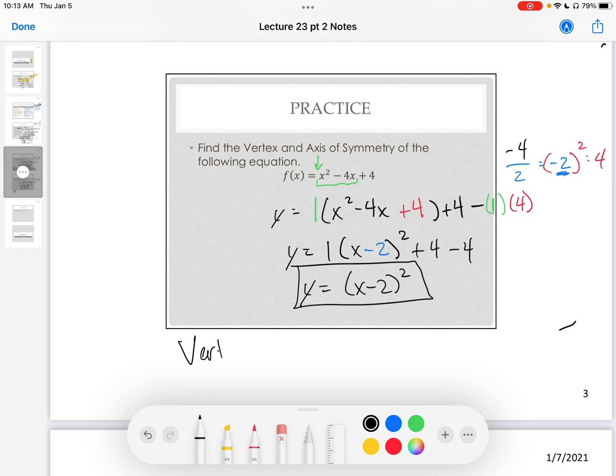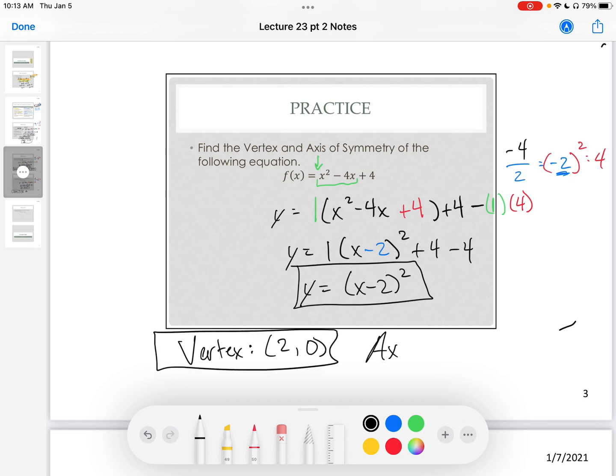So what is my vertex? Well, inside we do the opposite. So I went to the right 2. And on the outside, I didn't move up or down. Technically, that would be a plus 0 there on the outside. So I could say that my vertex is (2, 0).